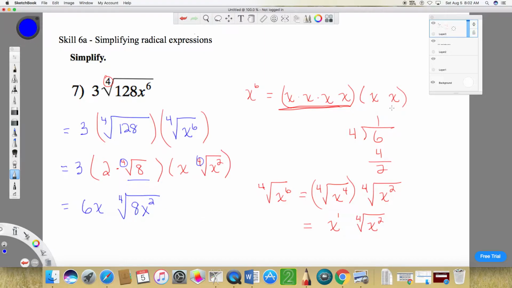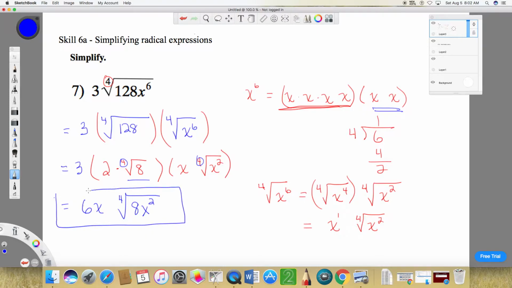And we know from our previous scratch work that we could not find a group of 4 for either one of these. For the 8, we had a group of 3, 2 times 2 times 2. That was what was left over. That was our remainder in our division. So this is our final answer.